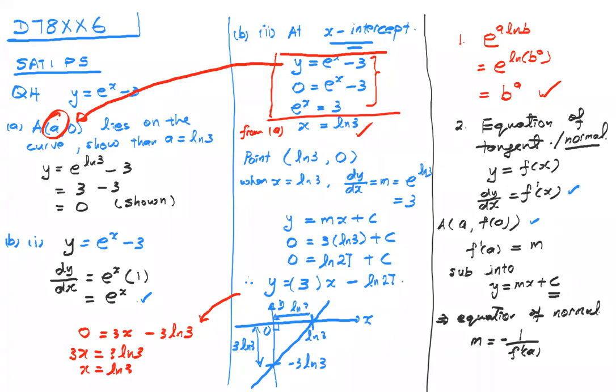So the area of a triangle is equal to half times base times height. So you got the answer. So the answer will be 3/2 (ln 3) the whole thing squared.